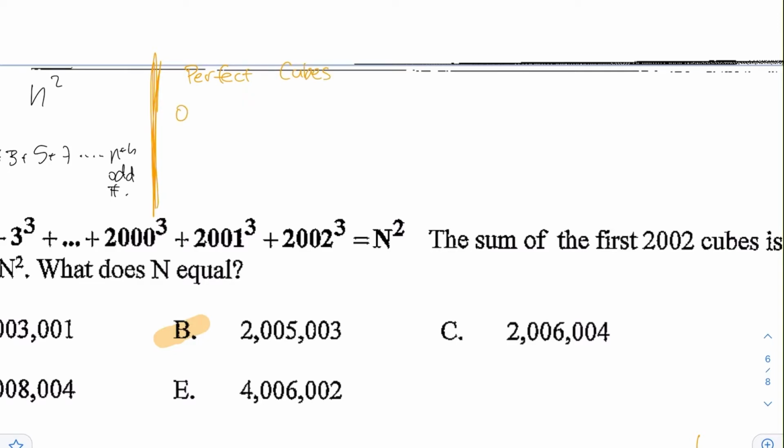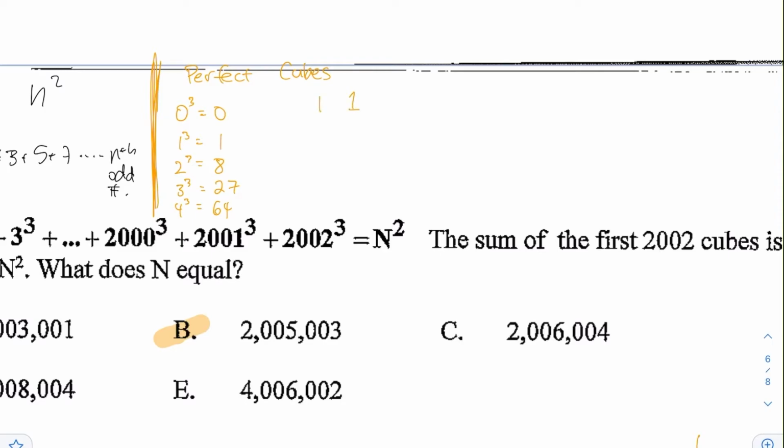The first, of course, it's 0, which is just 0. Then when you have 1 cubed, you got 1. 2 cubed is 8. And 3 cubed is 27. And 4 cubed is 64. So if you want to get the sum for the 0th cube, or for the first cube, the first cube, of course, is just 1.